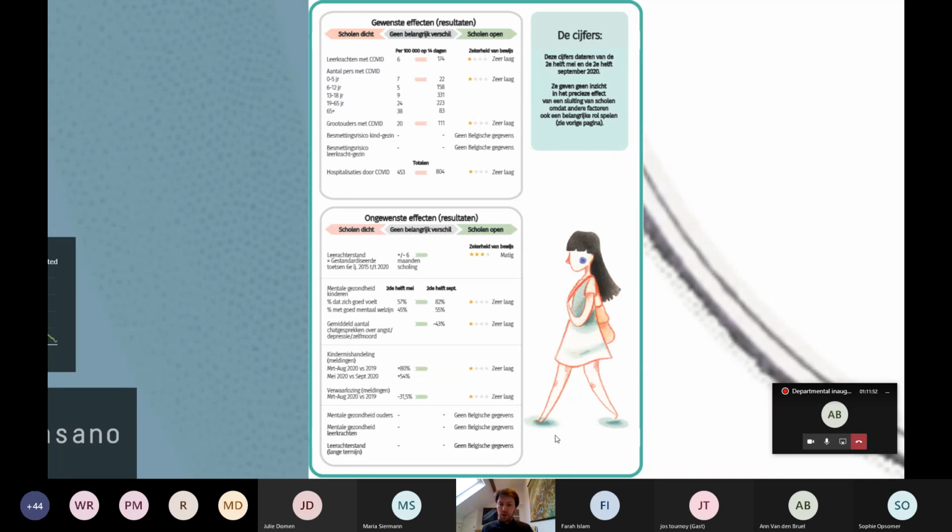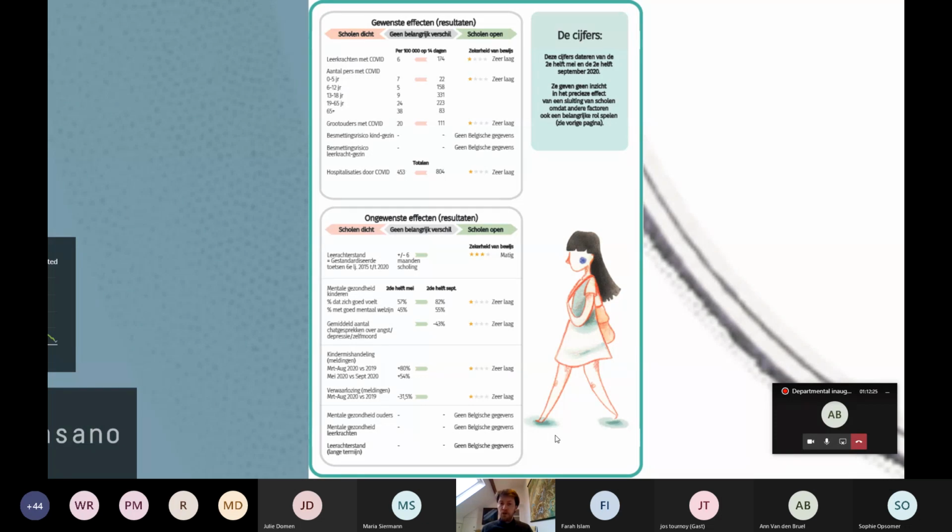We also used routinely collected data for the potential harms. We wanted to know what the effect was on learning delay, on mental health, on child abuse, on domestic violence. These were all information that we collected from routinely collected health data. We did not use any specific data that was collected in the scope of a research question or a research project. So it is possible to use routinely collected health data to formulate recommendations.